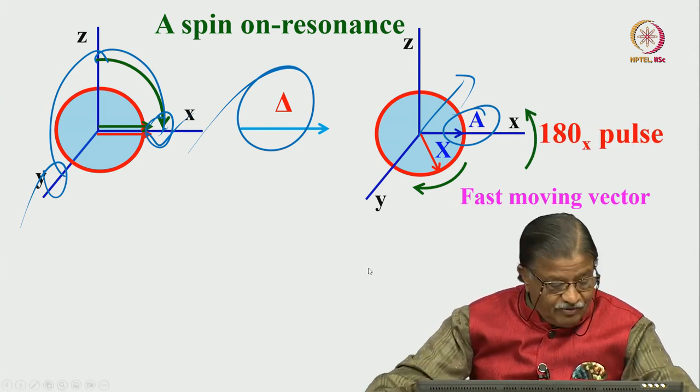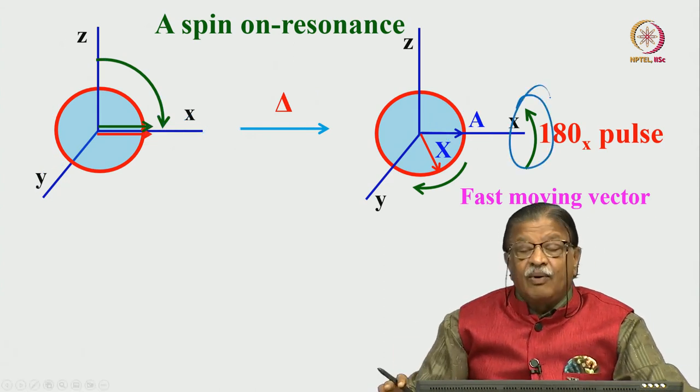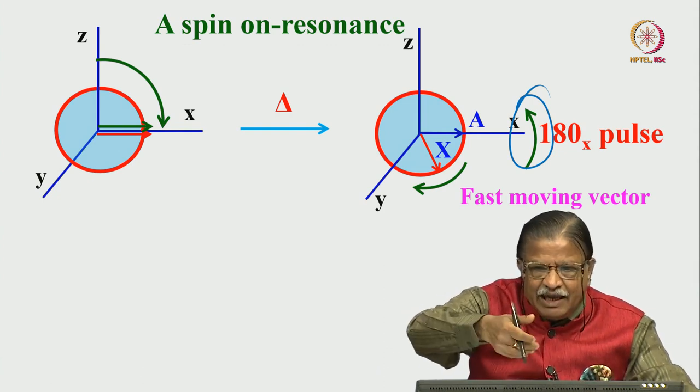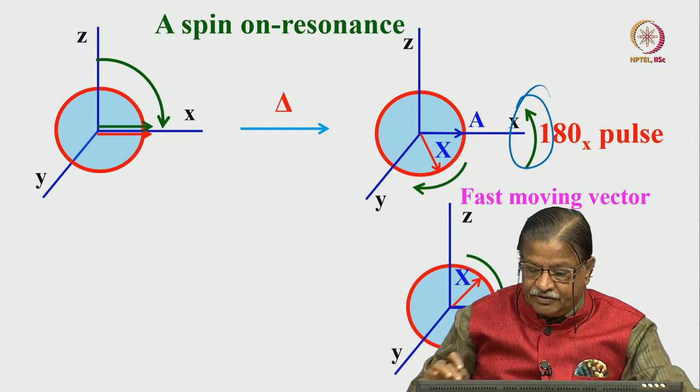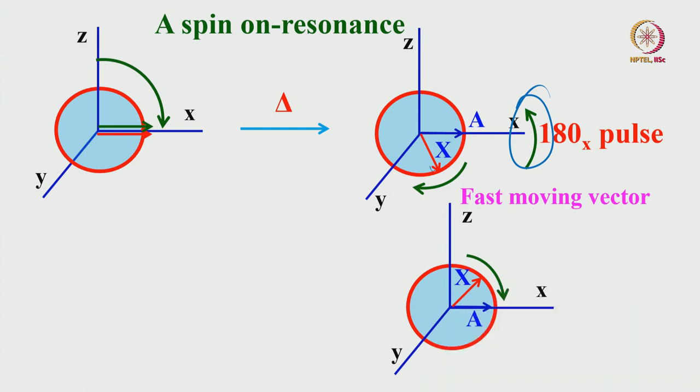At this stage, I am going to apply a 180 pulse. What does a 180 pulse do? It reverses, it completely turns the table like this. The vector which was here, I am applying the 180 on the x-axis. It rotates about this x-axis by 180 degrees. Then what is going to happen? When it rotates by 180 degrees, the vector which was here moves to this side because I have rotated it.